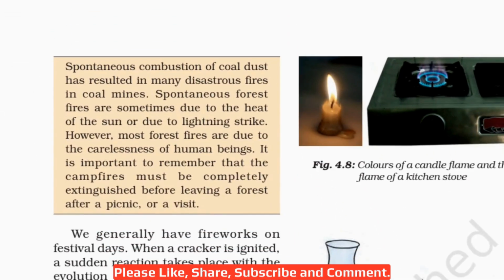See here, this box is also very important. Learn it. Spontaneous combustion of coal dust has resulted in many disastrous fires in coal mines. So coal dust is also an example of spontaneous combustion. Then spontaneous forest fires are sometimes due to the heat of the sun or due to lightning strikes. The dry grass and the leaves spread on the ground in the forest get heated to the ignition temperature because of the heat of the sun and they easily catch fire.